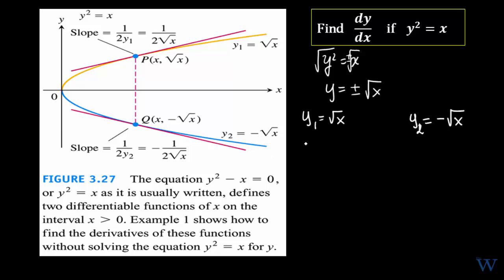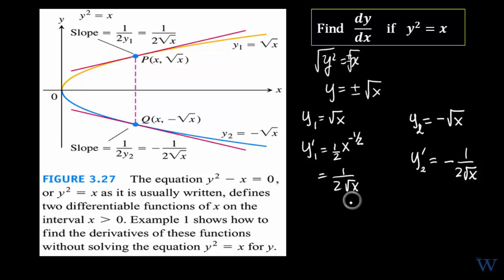And we know this by the power rule that y1 prime would be 1/2 x to the negative 1/2, or that's 1/(2 square root of x). Similarly, here y2 prime would be negative 1/(2 square root of x). So we still can do it, but I think we worked harder because first we had to solve for y in terms of x. What if we don't need to do that? Then life would be easier.